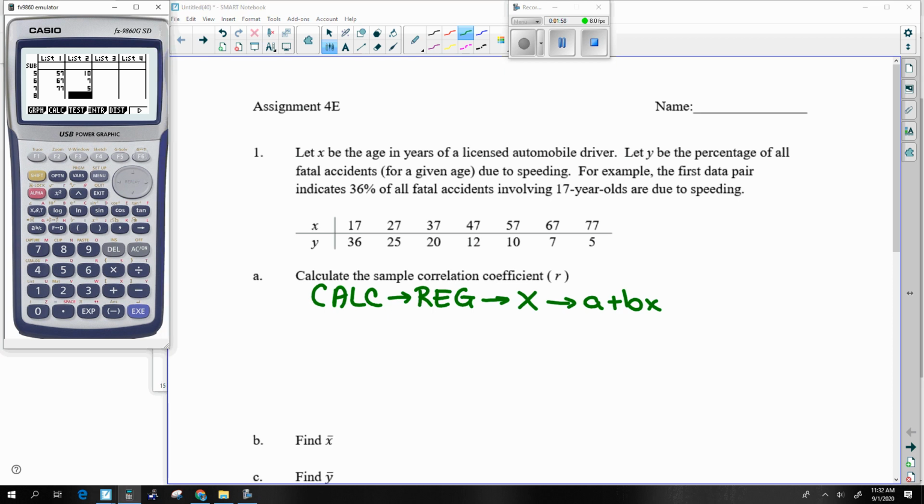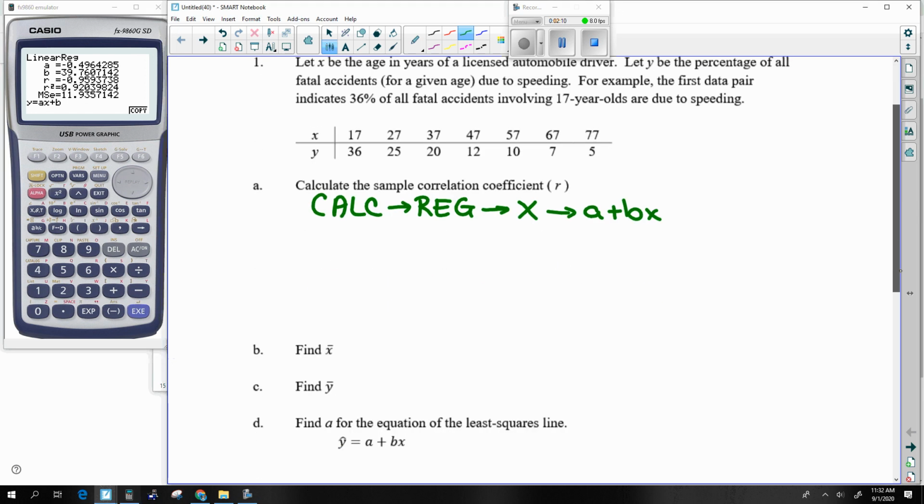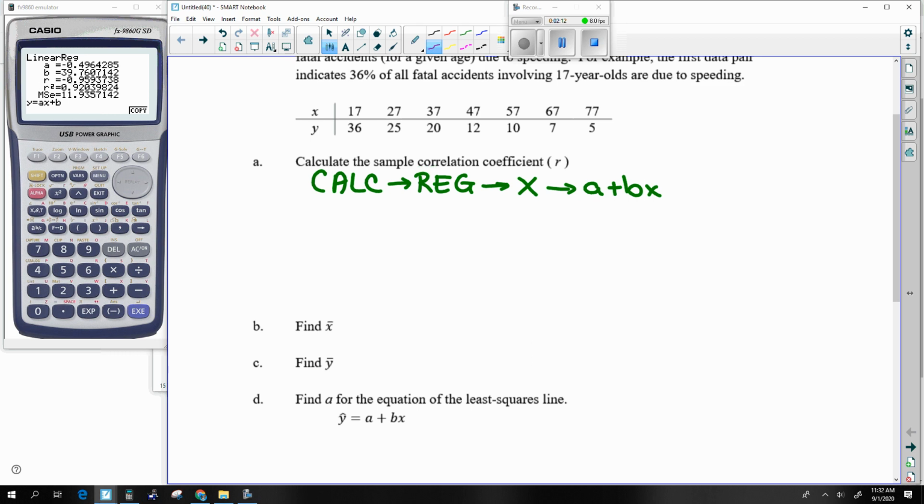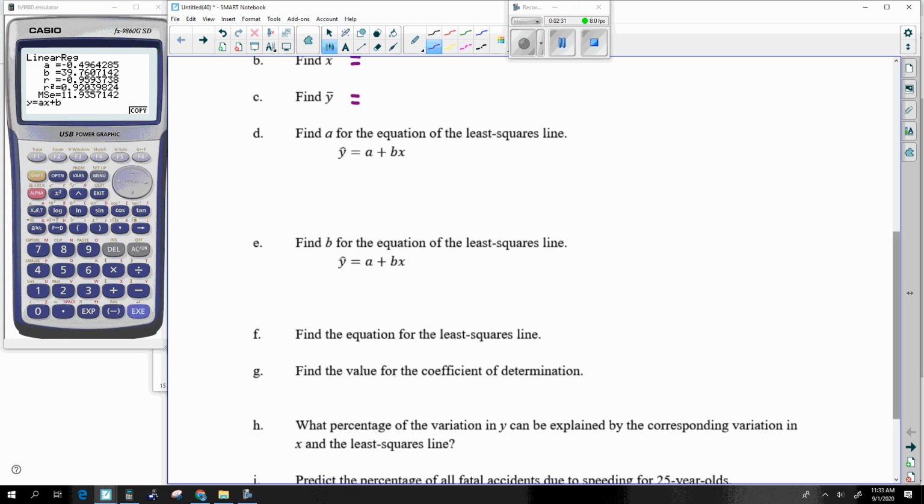All right, so here it is, calc, that's the F2. I want the regression, that's F3, the X regression, that's F1, and then again, you have to hit on your calculator one more option. However, what I see here is our R in this problem should be negative 0.9594. Good enough? Okay, X bar and Y bar I can worry about at a later time. I'm not that worried about it right now. I'll come back to it.